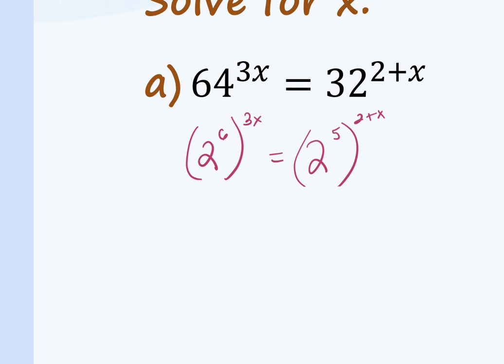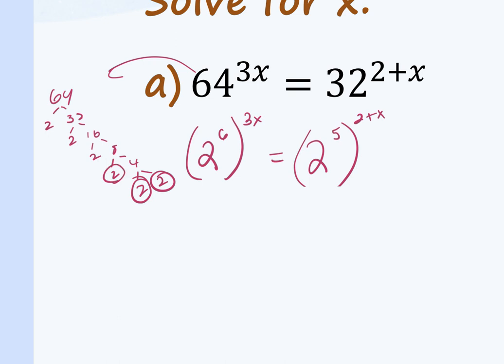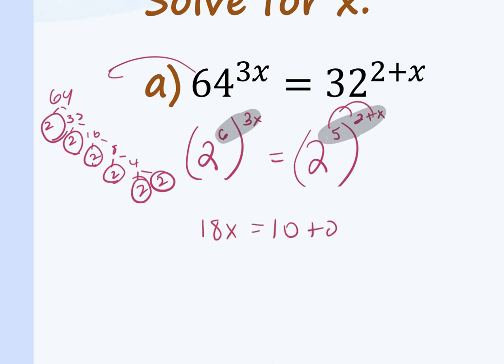And then let's say, again, like you don't know that. I'm going to take 64, break it down. So 2 and 32, 2 and 16, 2 and 8, 2 and 4, and 2 and 2. And then count them. 1, 2, 3, 4, 5, 6 2s. Okay. And for 32, it would be 1 less than that. So 5 2s. Now what happens when you raise a power to a power? You're going to multiply. So I'm going to multiply 6 times 3x and 5 times 2 plus x. I get 18x equals, distribute here, 10 plus 2x.